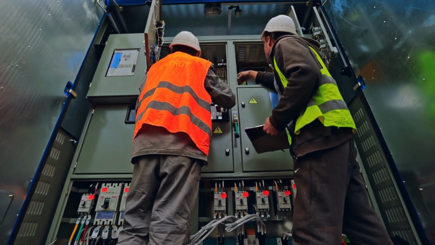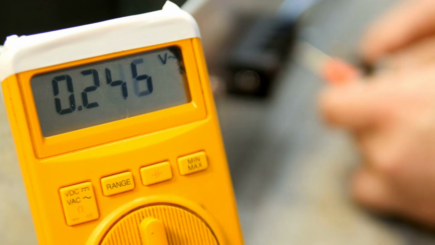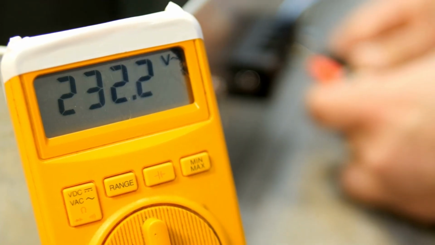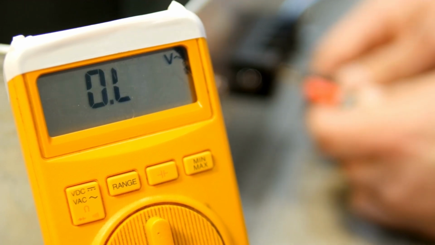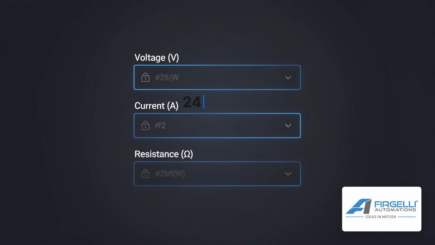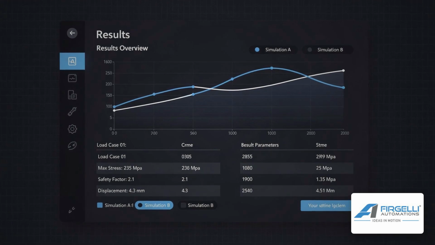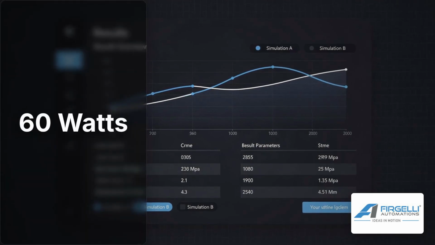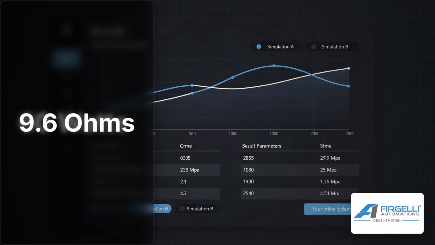Imagine you're sizing a power supply for an industrial control panel. You've measured 24 volts across your load and 2.5 amperes of current draw. Enter 24 in the voltage field, then 2.5 in the current field. Click Calculate. The results immediately show power equals 60 watts. The calculator also computes the derived resistance value of 9.6 ohms, giving you complete circuit parameters from just 2 measurements.